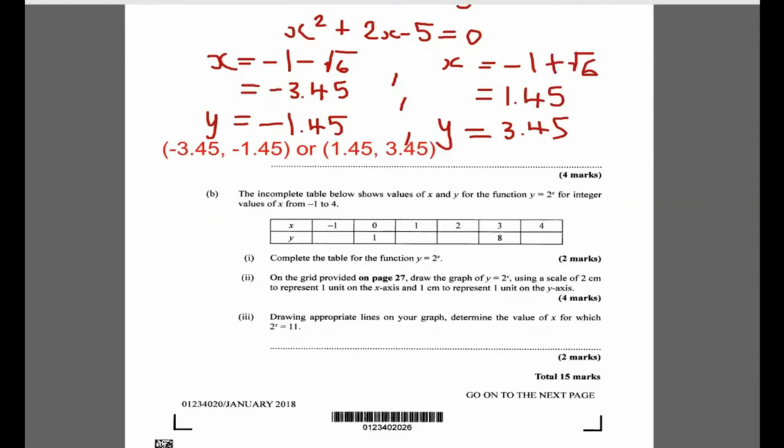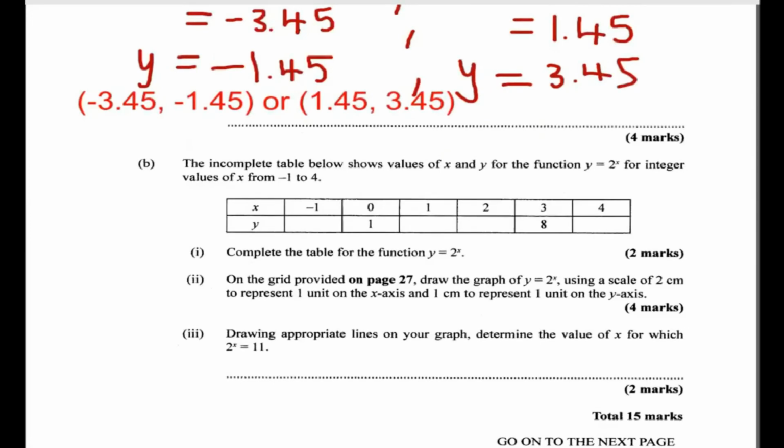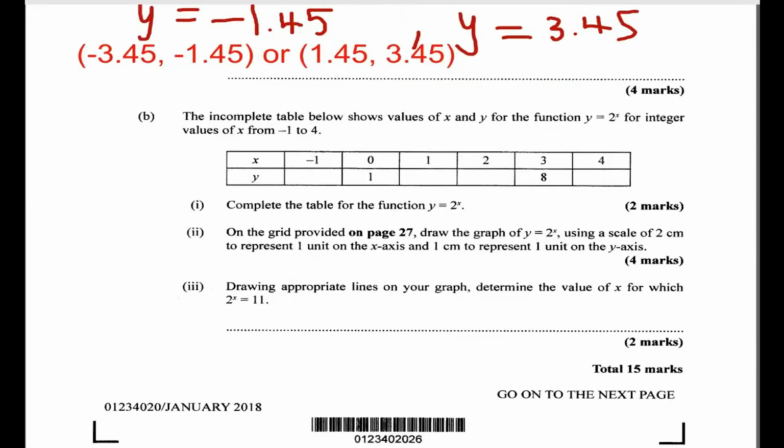All right. Now this question says the incomplete table below shows the values of x and y for the function y equals 2 to the x. Complete the table. To complete this table, all I need to do is put it in a calculator. When x is negative 1, y is 2 raised to the negative 1, and 2 to the negative 1 is a half. So that's 0.5.